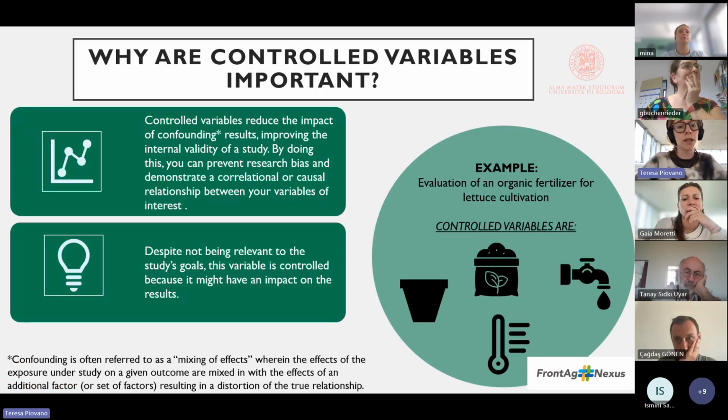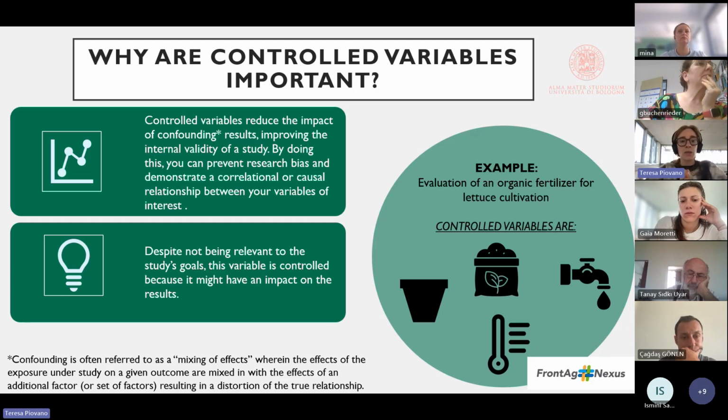They are really important because they can reduce the impact of confounding results, improving the internal validity of a study. And by doing this, it's possible to prevent research bias and to demonstrate correlation or causal relationship between your variables of interest. I cited the confounding result.